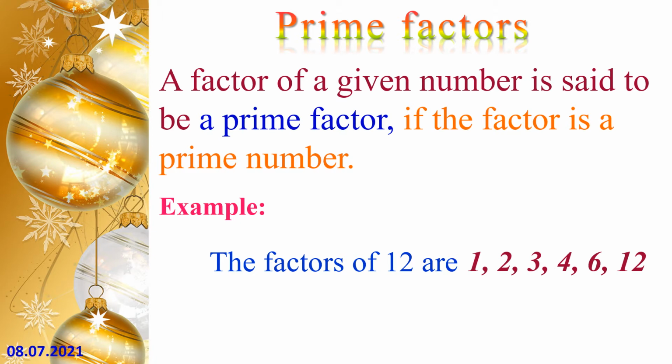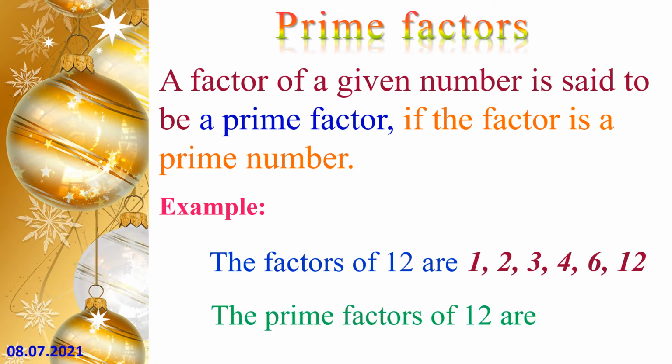Here, what are the prime numbers? Good. The prime factors of 12 are 2 and 3 only, because 4, 6 and 12 have more than 2 factors. Isn't it? So therefore the prime factors of 12 are 2 and 3 only.